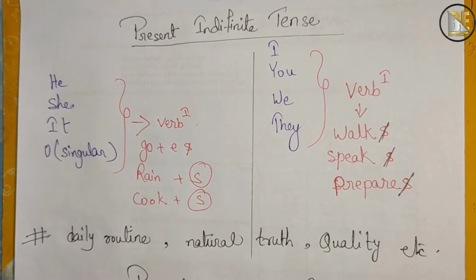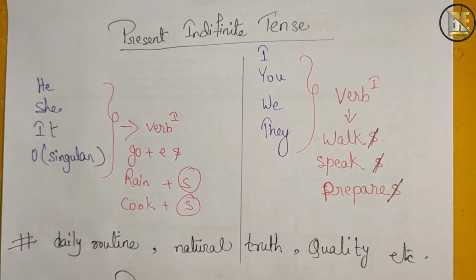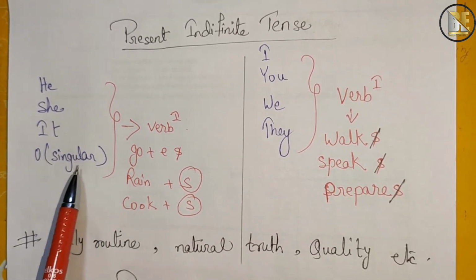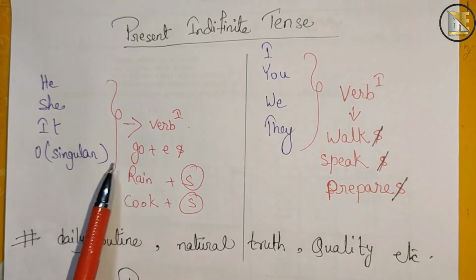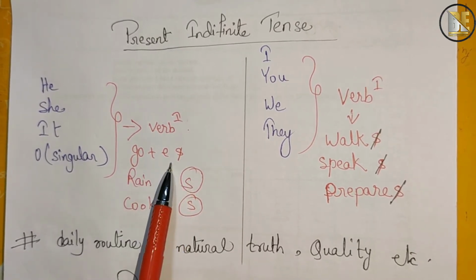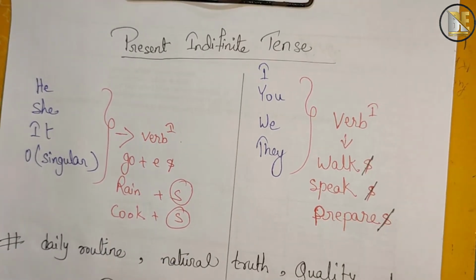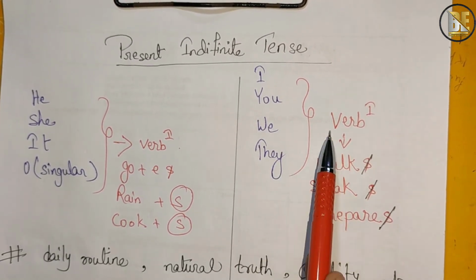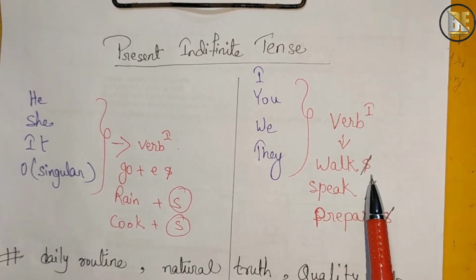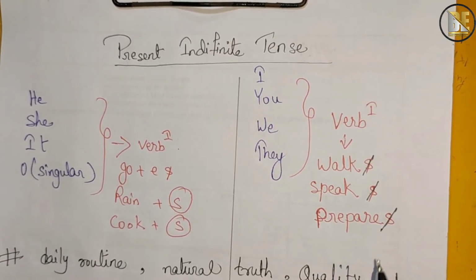As I already told you, what are the rules we should keep in mind while writing this type of sentence? The first one is he, she, it, or any singular. When we talk about any singular person, thing, or place, we use the first form of the verb plus s or es, like go plus es, rain plus s, cook plus s. And with I, you, we, they, the first form of the verb is used only; we don't use any s or es. We just write the main word of the verb, that is walk, speak, or prepare.